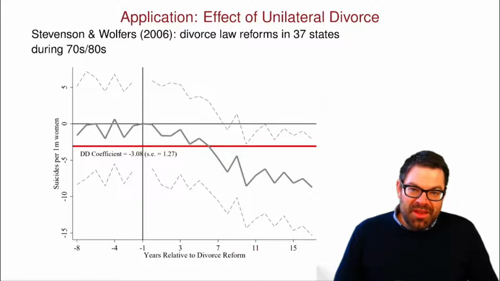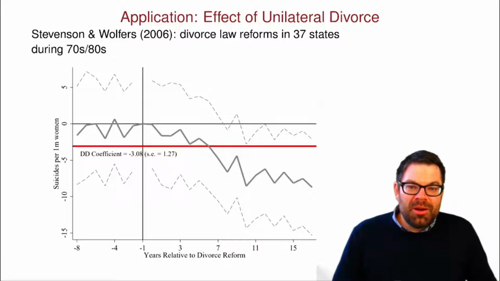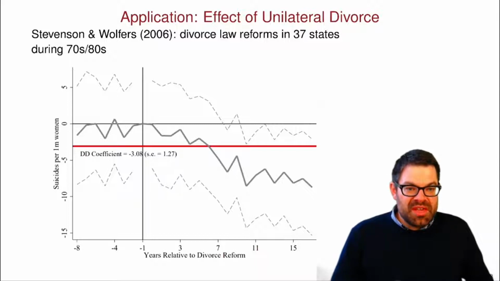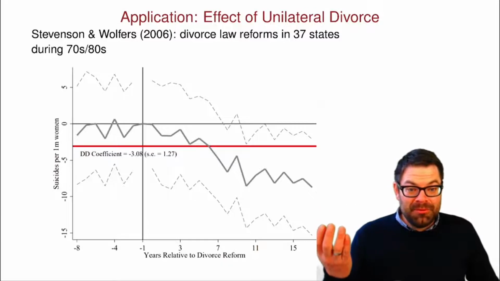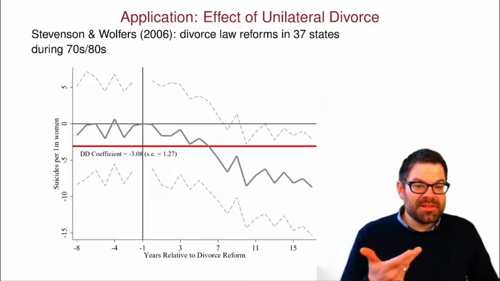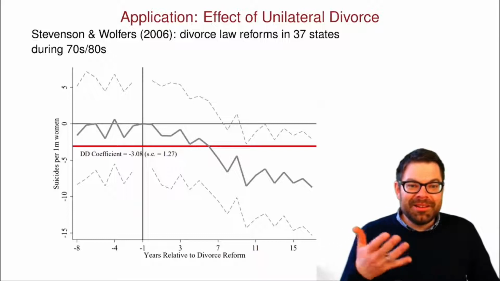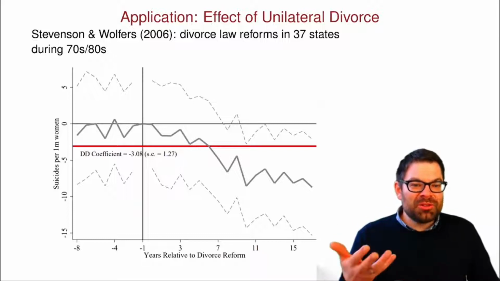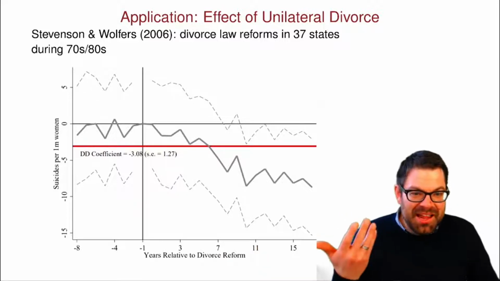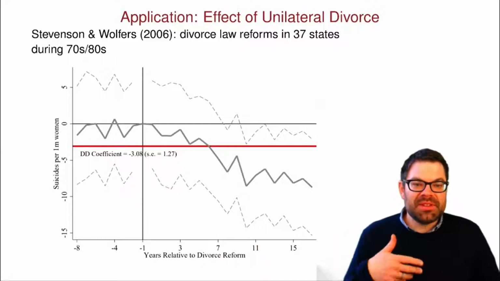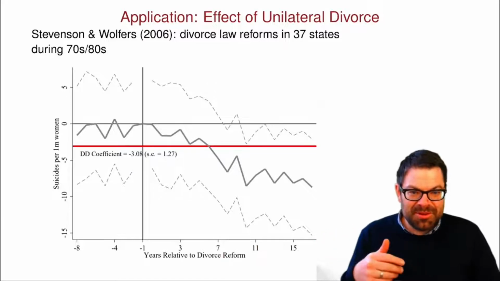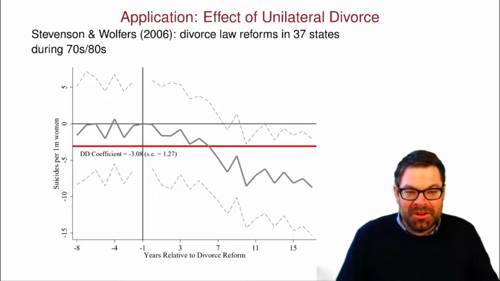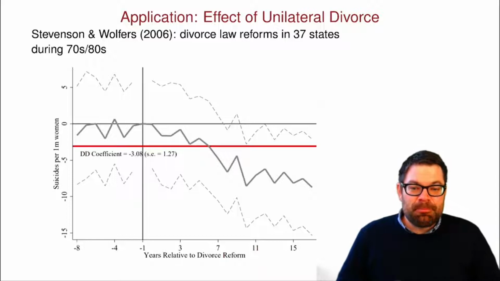Stevenson and Wolfers studied the effect of divorce laws in the US on suicides among women. So the idea is that if you have unilateral divorce laws, if women can simply divorce their husbands, they are not trapped, or they're less likely to be trapped, in abusive relationships, and that may also then reduce the likelihood of them committing suicide, right? So the dismal science likes to study these types of questions.